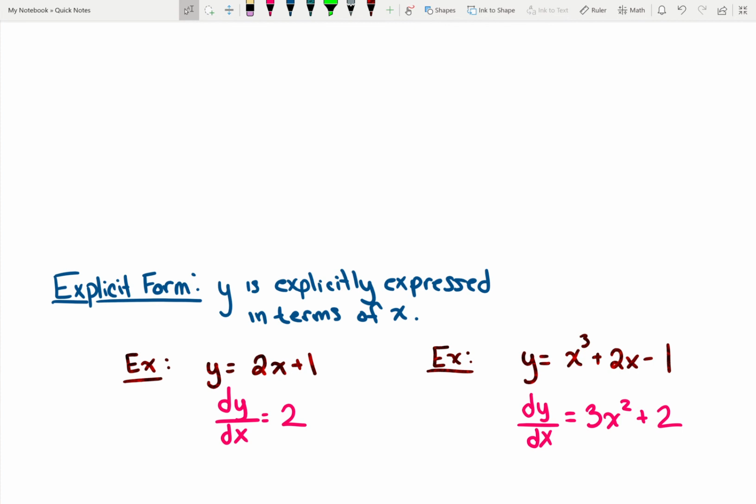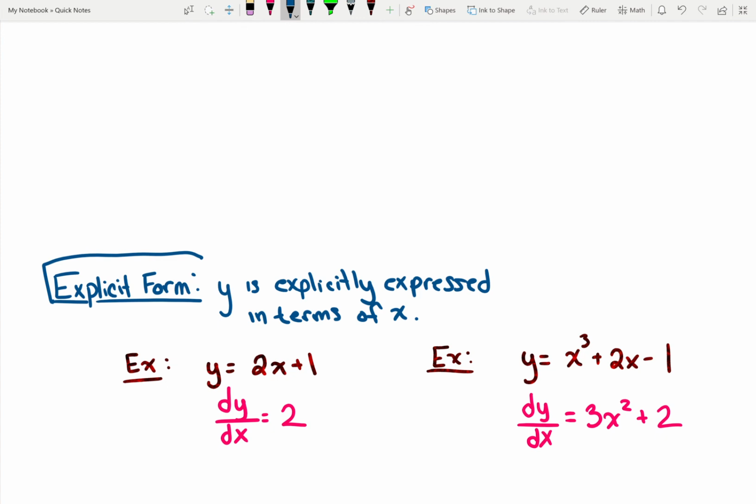All right, let's look at the first thing we have to look at. I want you guys to understand that there's really two ways that we can express a function or an expression. So here's the first one. Something called an equation can be written in explicit form. So what does explicit form mean? It means that y is explicitly expressed in terms of x.